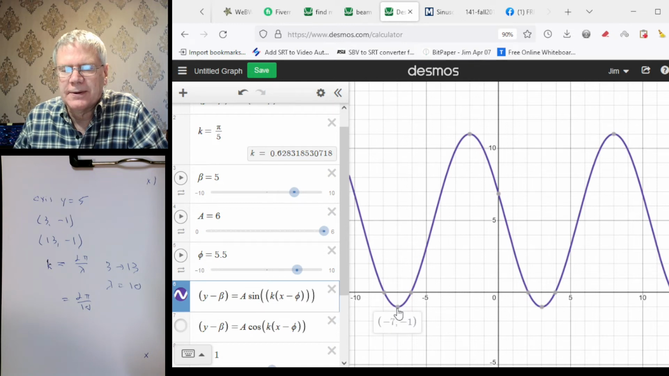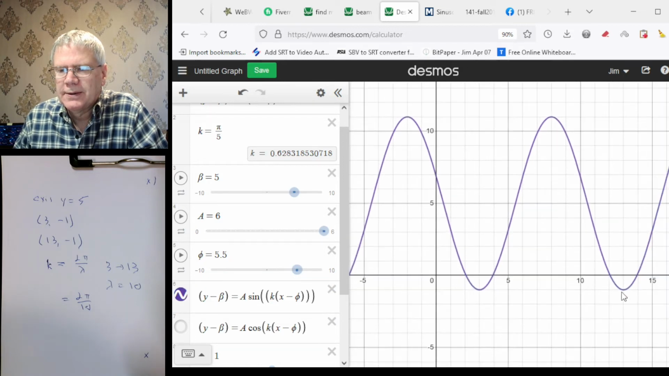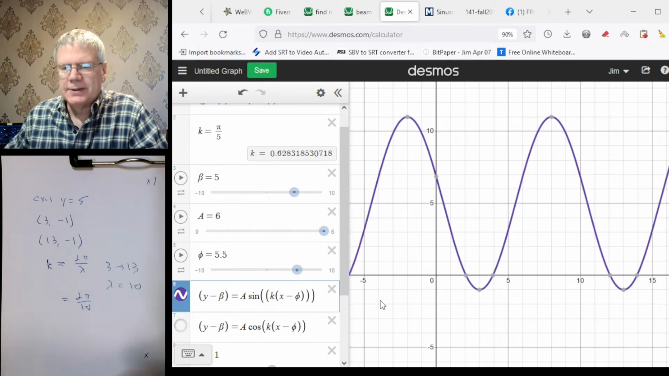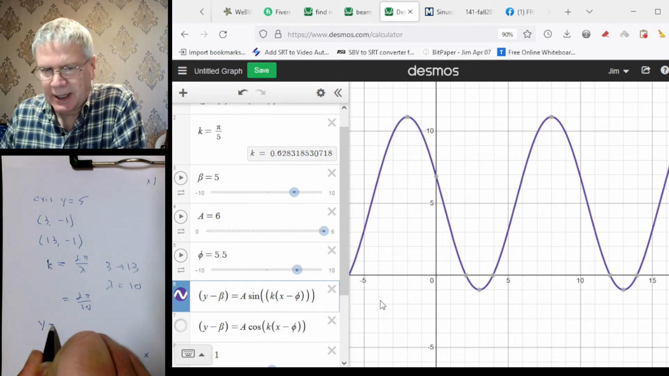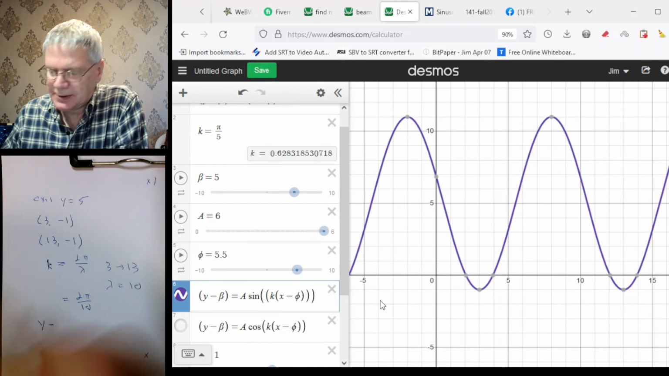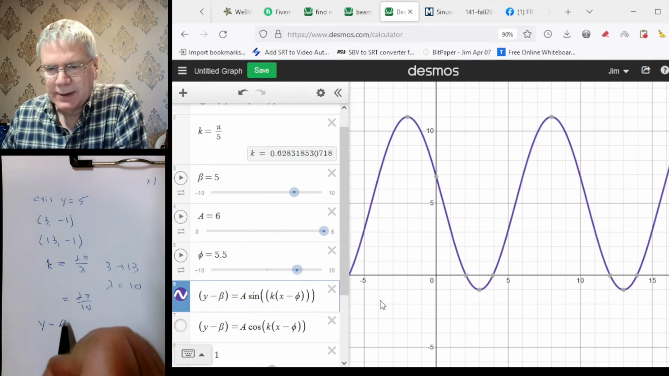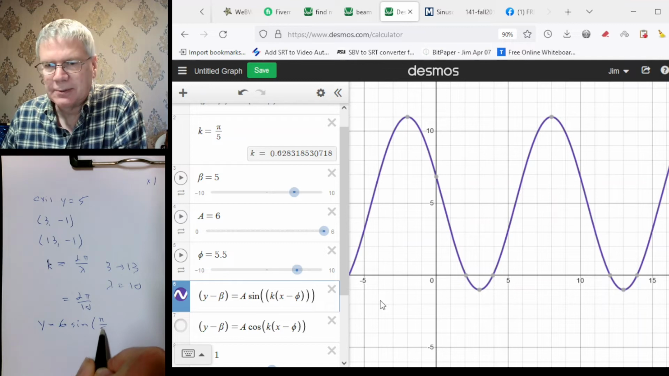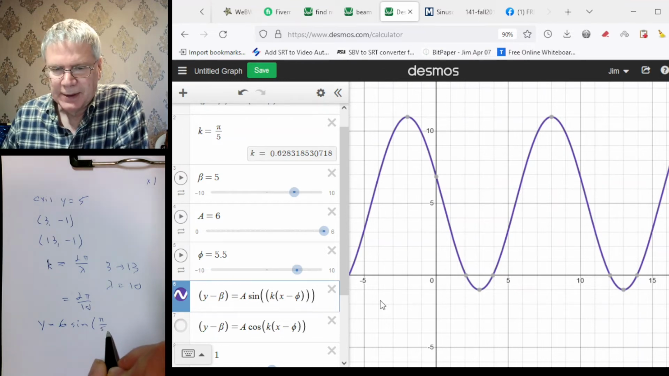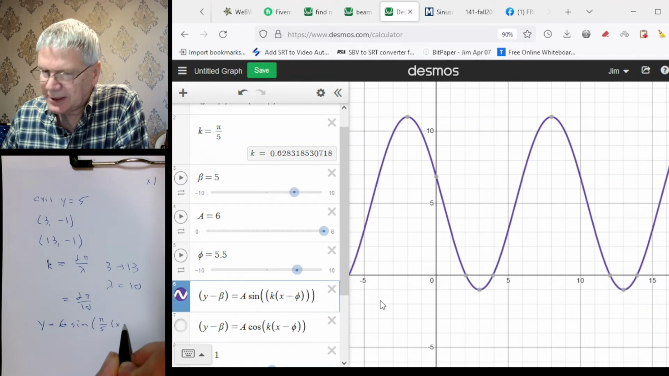Let's see, we have 3 and 13. So we have the function where we want it. So our final equation is going to be y equals a, which is 6, times the sine of pi over 5, which was 2 pi over 10, or 2 pi over lambda, times x minus 5.5.